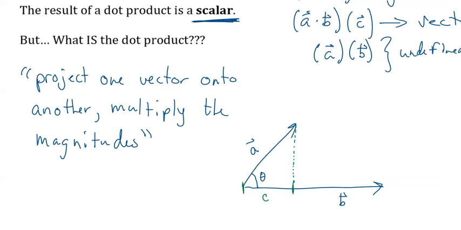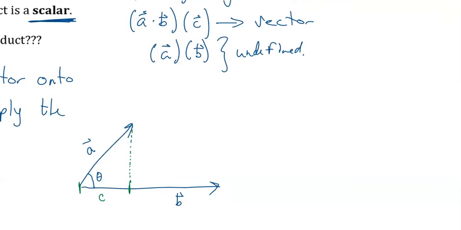Why does our formula work? So I want to start with the idea of what is cosine. Cosine of theta is adjacent, which is C, over hypotenuse, which is the magnitude of A. Not just A, the magnitude of A. So if I want to know what C is, I can bring the magnitude of A over.